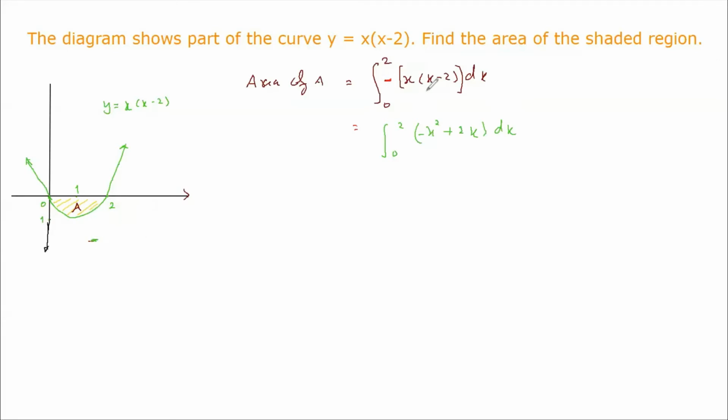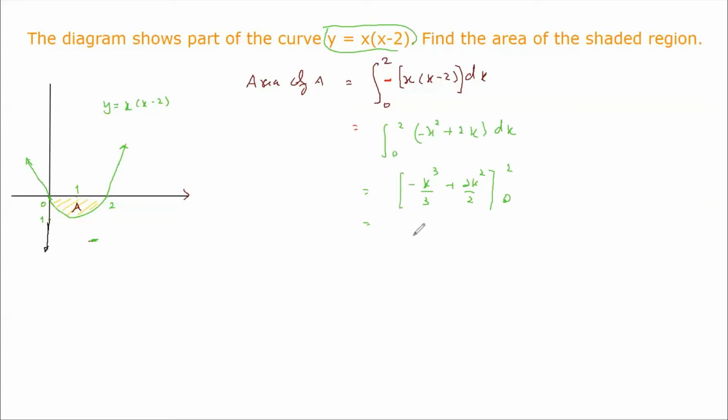So you put a negative. And now we integrate this one, correct? This function's area is under the x-axis, so it should be negative side. So we integrate negative x power 2 plus 2x dx. So this one you know how to integrate now, right? So minus x to the power 3 over 3 plus 2x power 2 over 2, from 0 to 2.